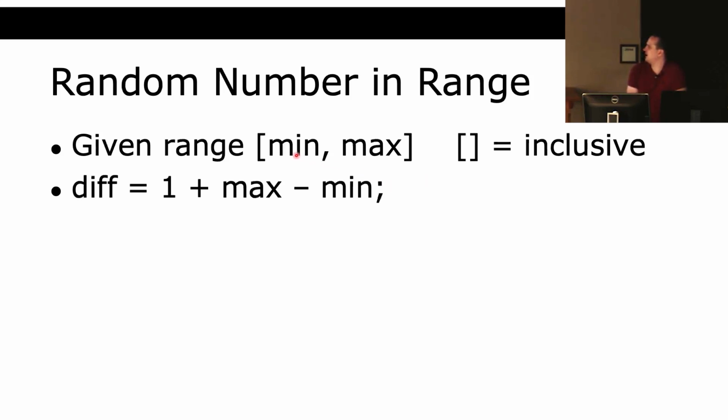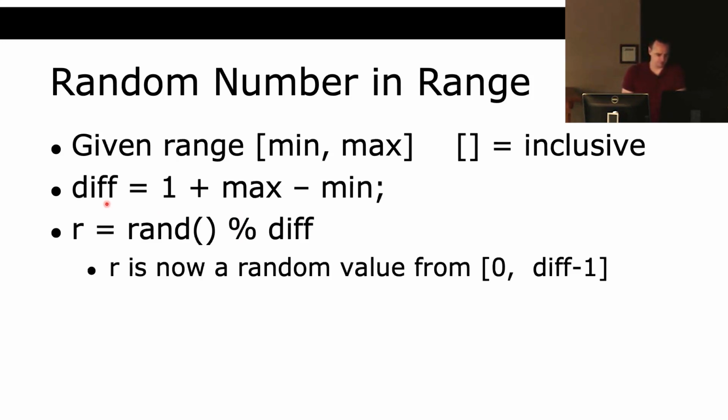If I have given you a min and a max, I'm first going to calculate this difference value. That difference value is going to be 1 plus max minus min. And that is the number of different values that exist in this range, right? And I'll show an example of that in a bit. And then I'm going to say that my random number is rand mod diff.